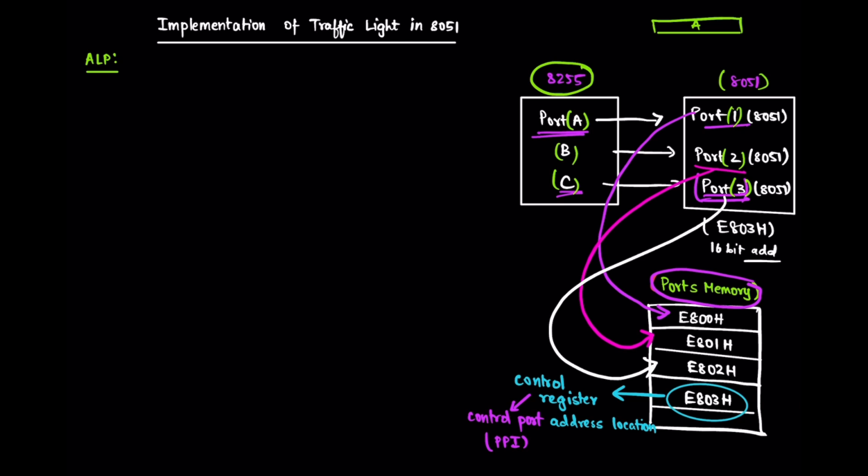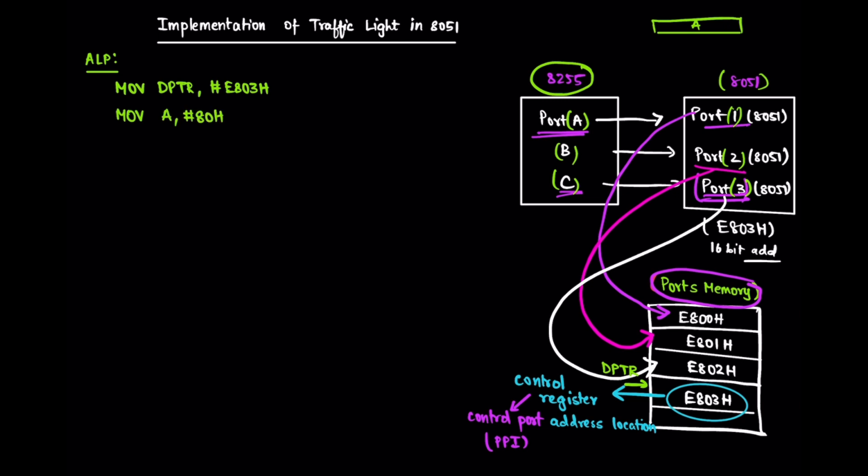Now first I want to make use of DPTR. I'm going to point the DPTR to this location E803H. Okay, and for that I have to write MOV DPTR, hashtag E803H. Now I also have the accumulator register present in 8051, right? I am going to send a value into this accumulator register. I'm going to send a value of 80, MOV A, hashtag 80H.